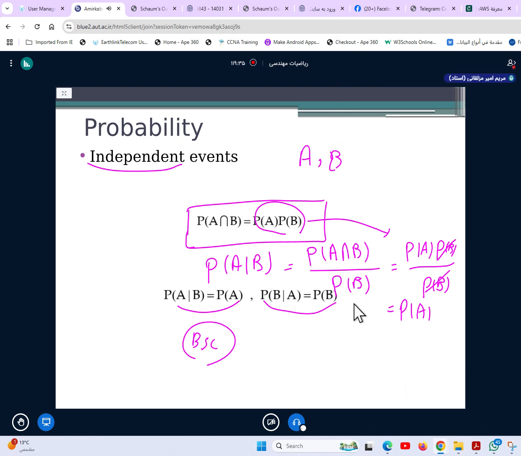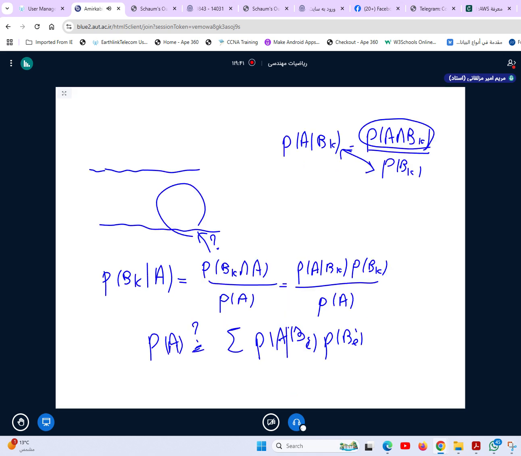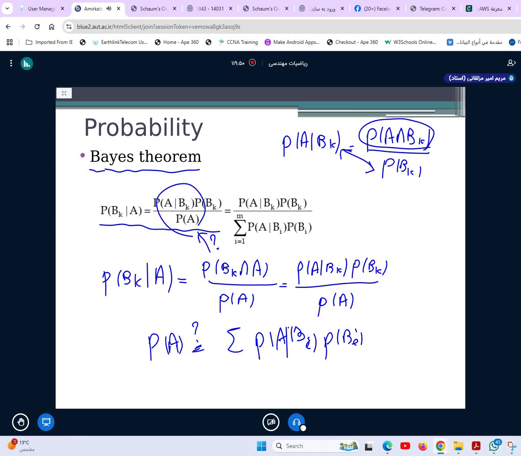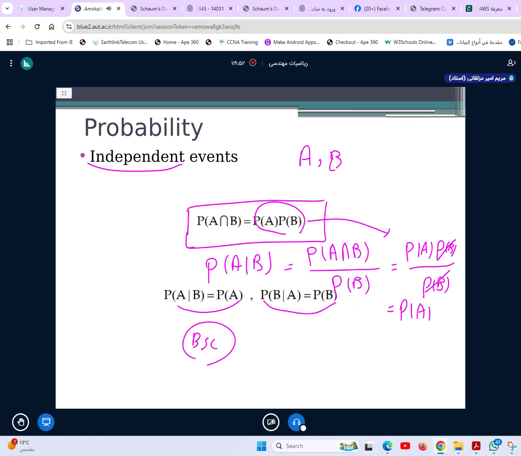Any questions? Yes, for the final exam, you should know the proofs of the theorems. For example, the proof of Bayes theorem and the proof of the total probability theorem. Of course, the proofs of the theorems that we explained in the class. If you continue with the class and you understand the class, you will have no problem for the exam.